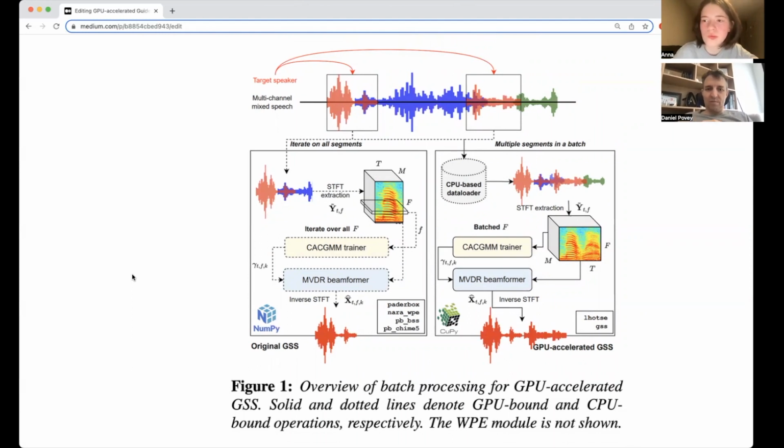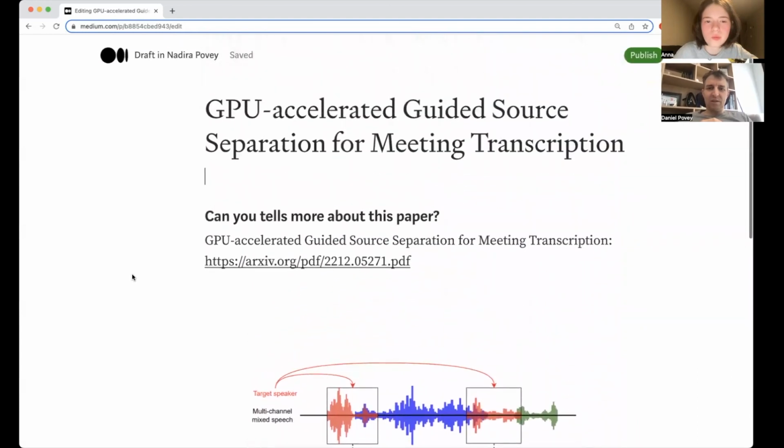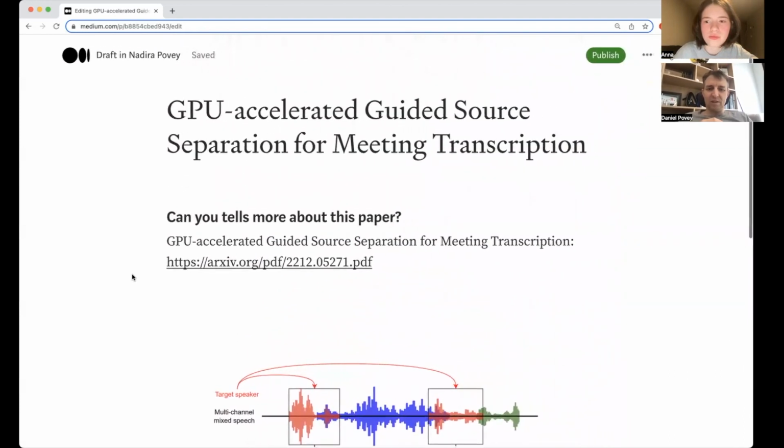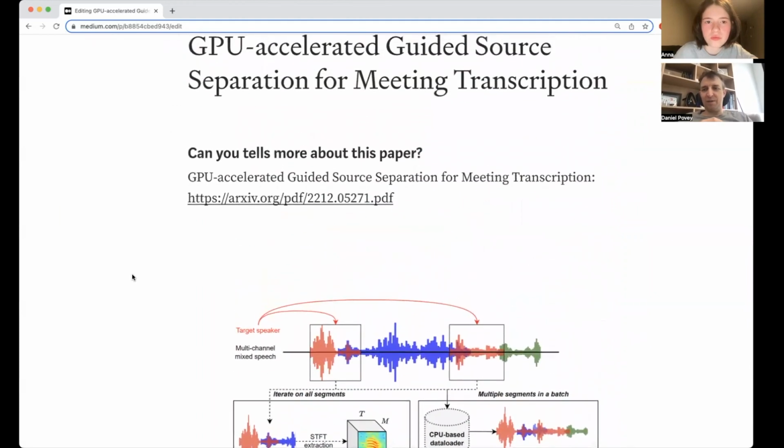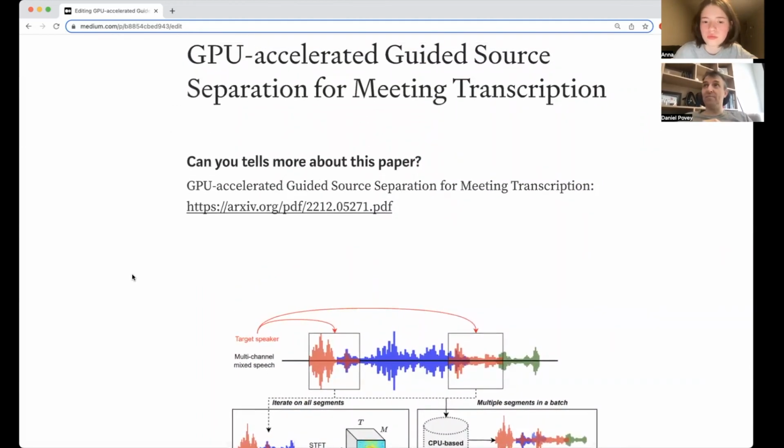So wait, let's go back to the title. GPU guided speech source separation. Okay, so source separation is basically if you have two speakers and you want to separate out the audio into speaker A and speaker B.